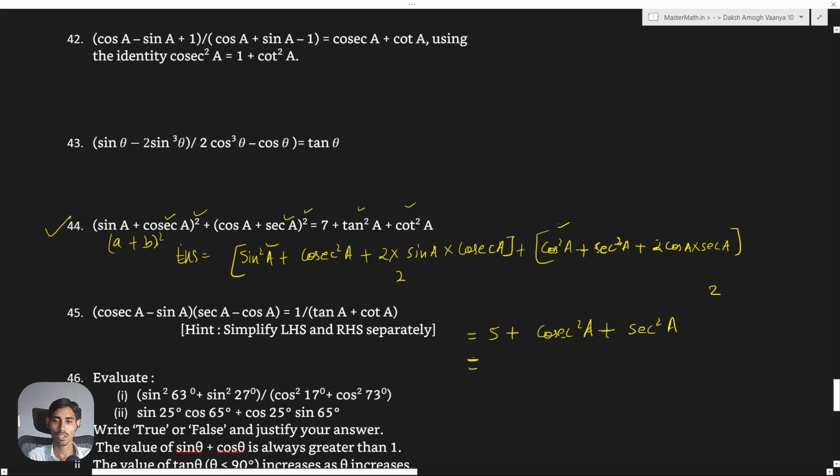Now I would like to tell what we could proceed with further. We want to get tan square and cot square. Yes, Amog. Cosecant square can be written as 1 plus cot square, and secant square can be written as 1 plus tan square. Okay, yeah. So this is 1 plus cot square a, secant square is 1 plus tan square a, and this is what we want: 7 plus cot square a plus tan square a.